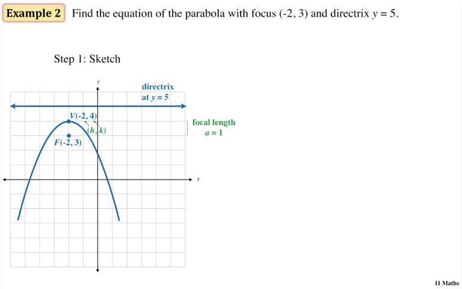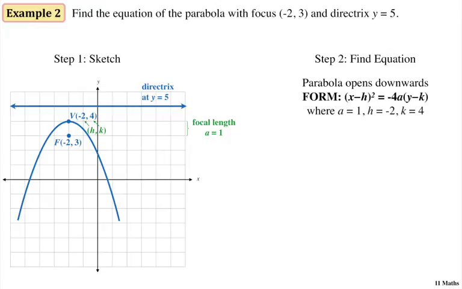H comma K, I know from my vertex here, so H is minus 2, K is 4. Any parabola that opens downwards is x squared equals minus 4ay, but I've got an x take h and a y take k, so there's my formula. I know a, I know h, I know k. Let's plug them into our formula. So (x minus minus 2) squared equals minus 4 times 1, (y take 4).